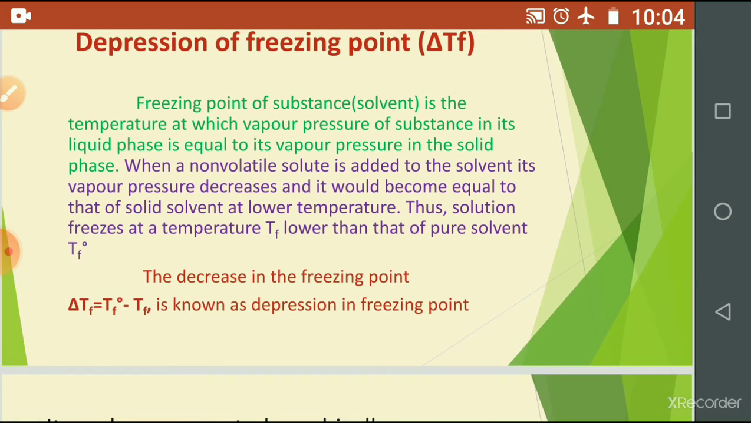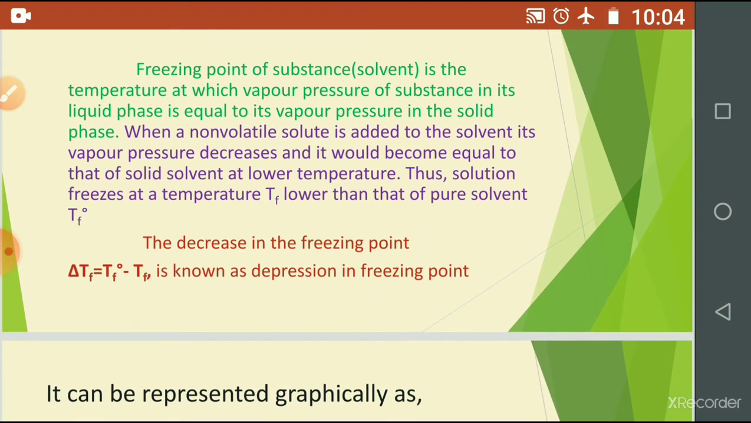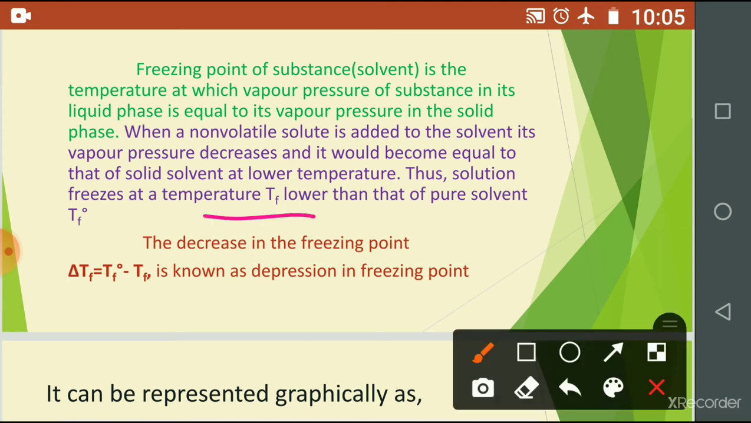The freezing point of a substance, particularly a solvent, is the temperature at which the vapor pressure of the substance in its liquid phase is equal to its vapor pressure in the solid phase. When a non-volatile solute is added to the solvent, its vapor pressure decreases and it would become equal to that of the solid solvent at a lower temperature. Thus, the solution freezes at a temperature TF lower than that of the pure solvent T0F. The decrease in the freezing point, delta TF equal to T0F minus TF, is known as depression in freezing point.